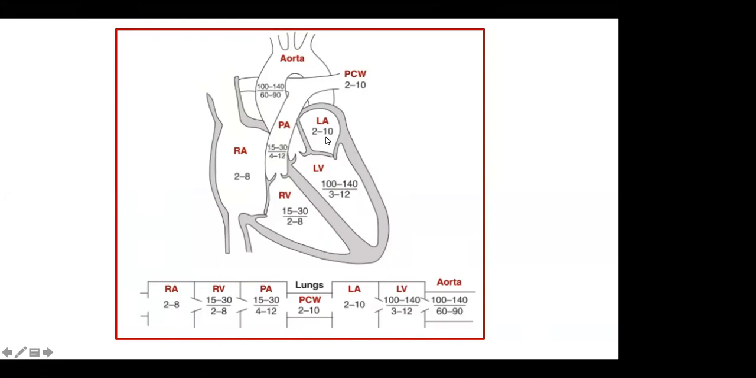The blood goes to the lung, comes back to the LA, where you can see the LA pressure is usually slightly higher than the RA pressure, 2 to 10. That's why if there is an ASD, the shunt will be left to right. The blood goes down to the left ventricle because the EDP, which is the end diastolic pressure in the left ventricle, is less than the LA pressure during the diastolic part of the cardiac cycle.